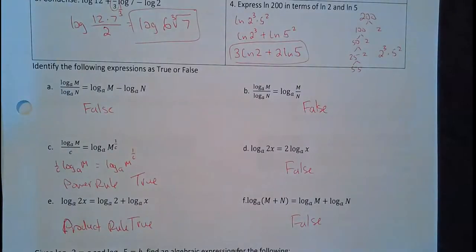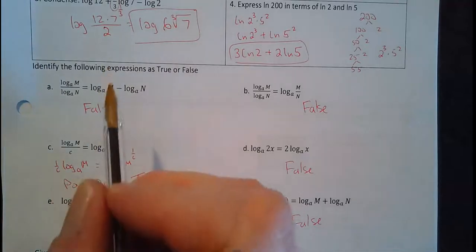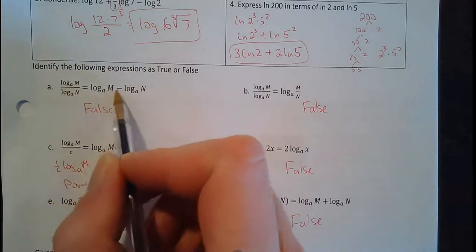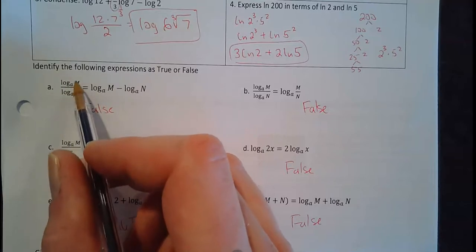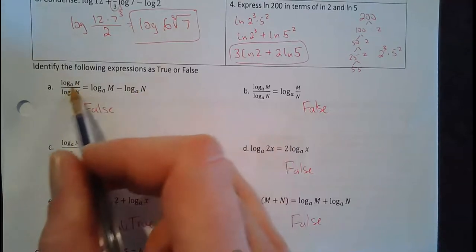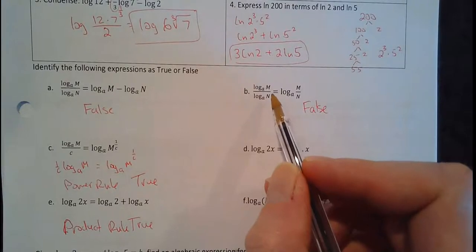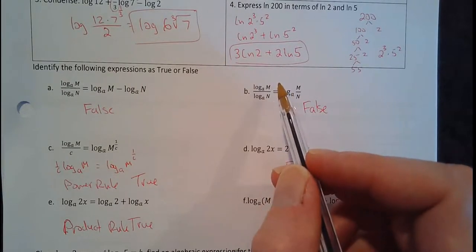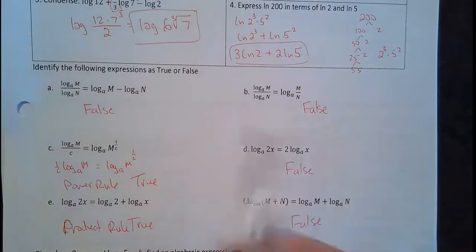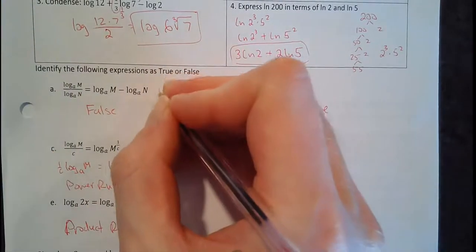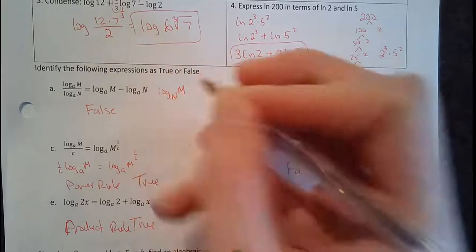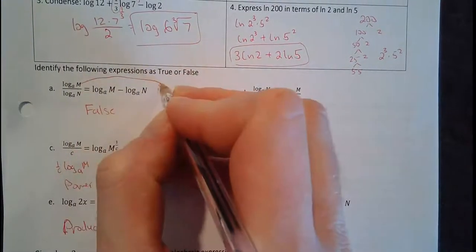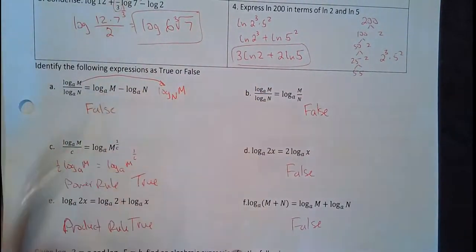Okay, and here are the answers. Hopefully that made you laugh a little bit. But identify as true or false. So this one here is false because it would be true if you were just dividing m by n. If it was 1 log base a of m over n, this would be true, but this is false. This guy over here, in fact, this would be change of base. You could say log base n of m. Also, this would equal that, so that would also be true, but the way it's written is false.